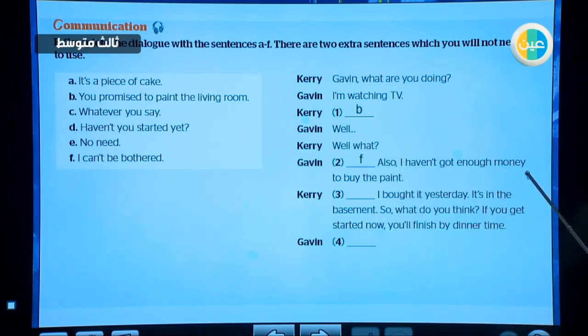Also, I haven't got enough money to buy the paints. Yes. What would the reply be? Excellent. We will say, no need. I bought it yesterday. So it's in the basement. So do you think if you get started now, you will finish by dinner time? So to avoid a long discussion, Gavin said, whatever you say.